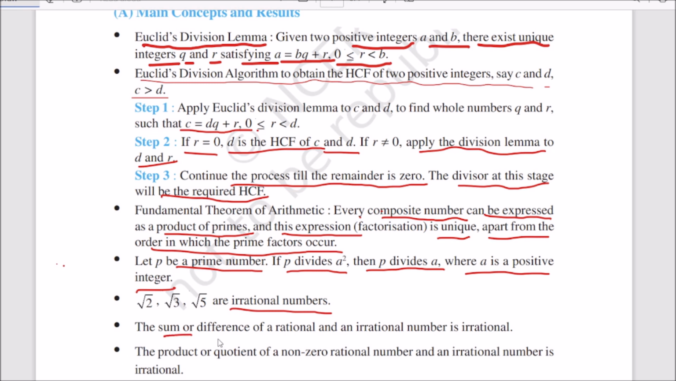Next, the sum or difference of a rational and an irrational number is always an irrational number. The product or quotient of a non-zero rational number and an irrational number is always an irrational number. And for any two positive integers a and b, HCF of a and b multiplied by LCM of a and b is always the product of a and b.